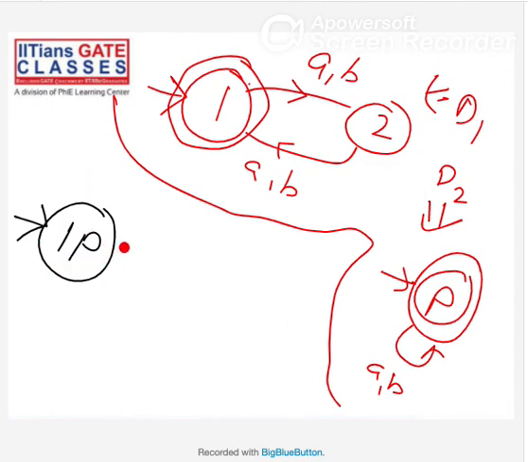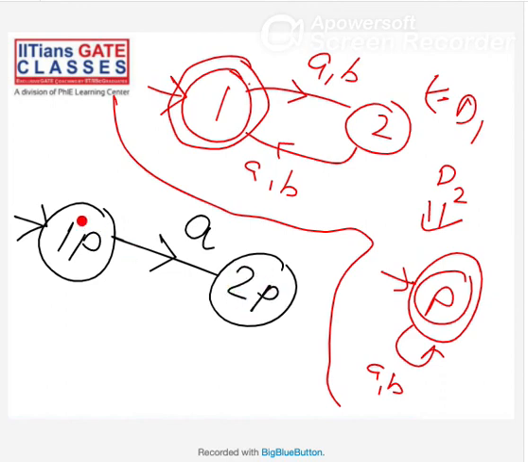Now it's very easy. You need to make transition on A. Where will you go on A? Tell me. On A I will go to 2p, because this 1 will go to 2, and p will go to p. Where will I go on B from 1p? Again 2p. Whether A comes or B comes, I will go to 2p.